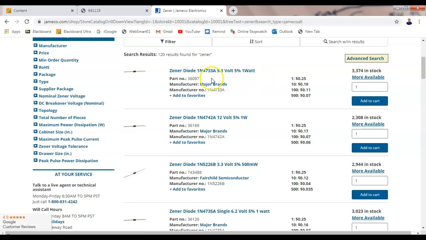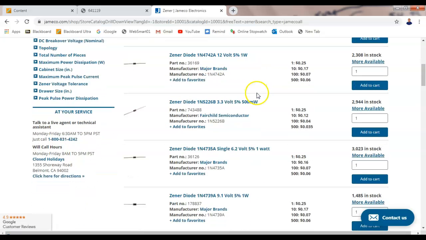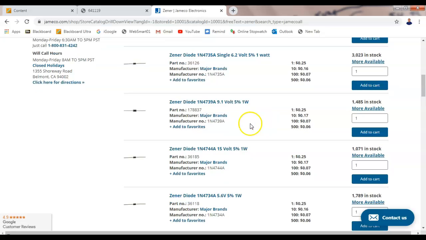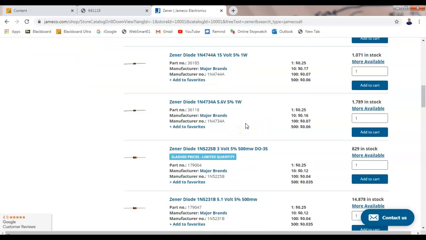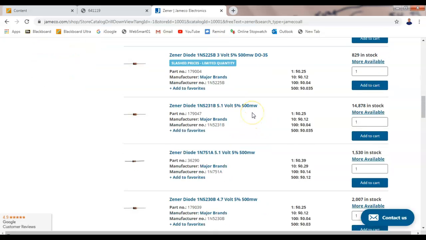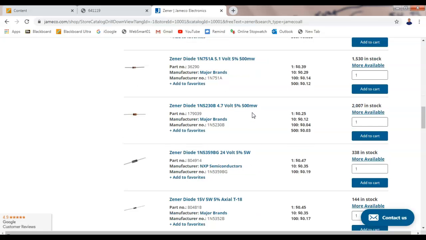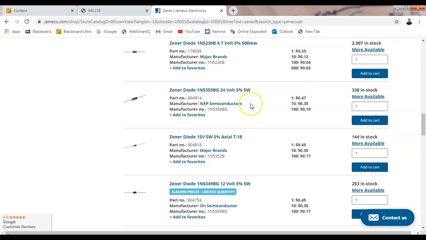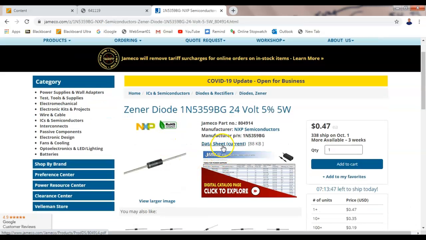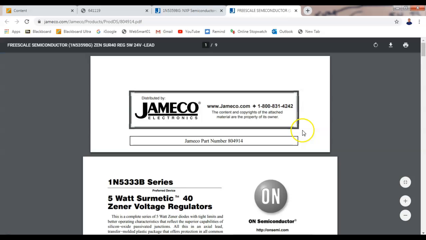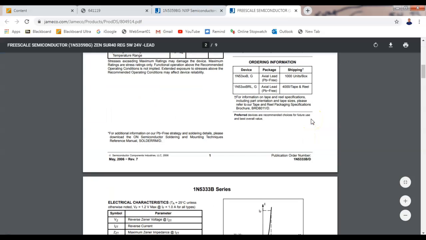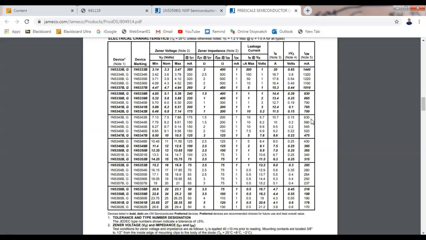And right off the bat, it'll give us 1 watt, 500 milliwatts, 1 watt, 1 watt. Let's see if they got one. 500 milliwatts, 500 milliwatts, 5 watts. There's a 5 watt Zener right there. And when you click on it, right here it says I can get the data sheet. So I click on the data sheet, it comes in as a PDF, and I can get any data.